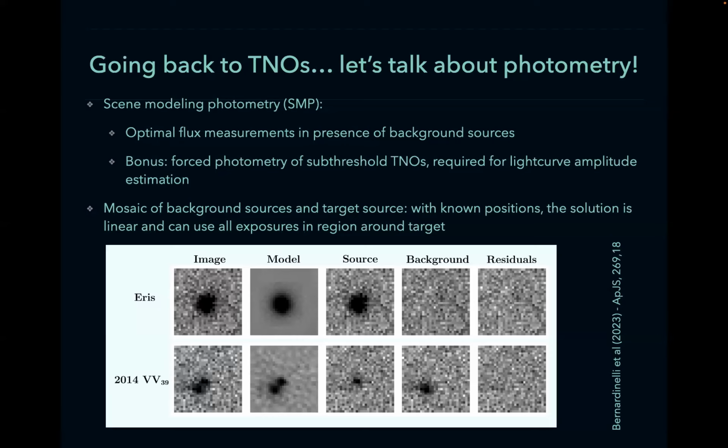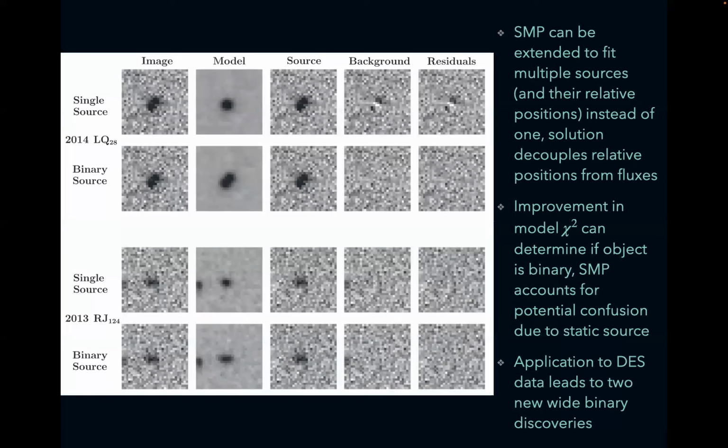In our case, beyond doing great flux measurements, we also can do things like forced photometry measurements, which are excellent for when you're trying to measure something like curve amplitude. And the way this works is you have a mosaic of background sources, and basically you fit that simultaneously with your object, and that takes your background contribution off.